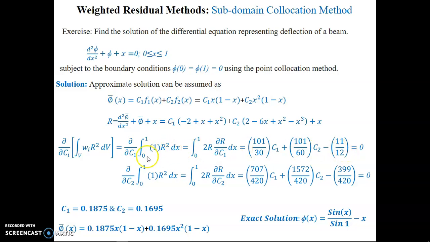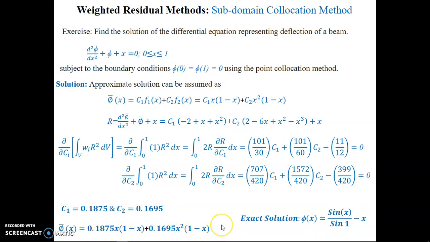Now again the same integration is performed for R square over the domain 0 to 1, and once the integration is complete, we will differentiate with another unknown, that is the second coefficient of the trial function, and we will get another equation. Now these two equations will be solved simultaneously, and we will get the values of these coefficients, and this is the final approximated solution.